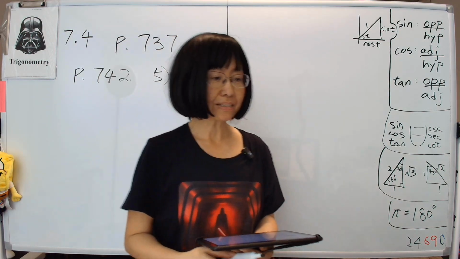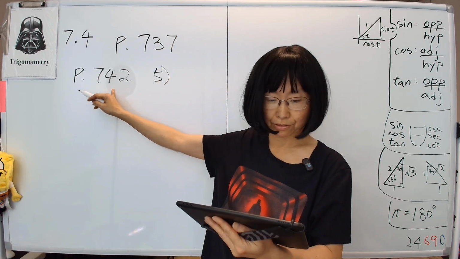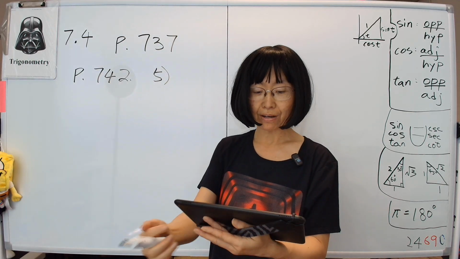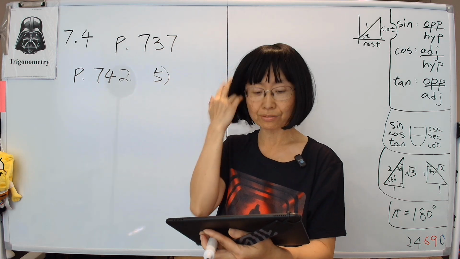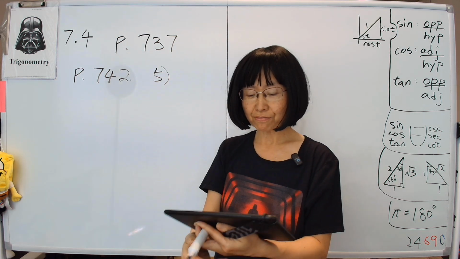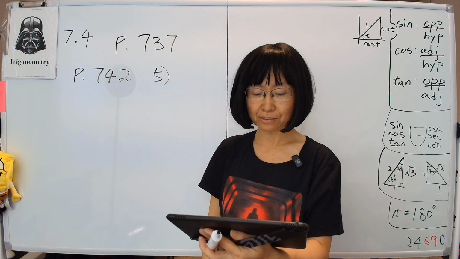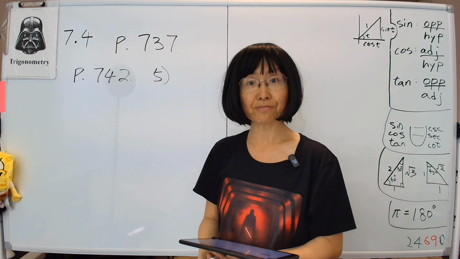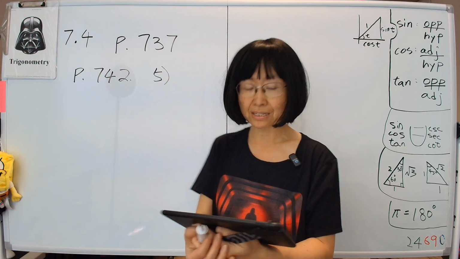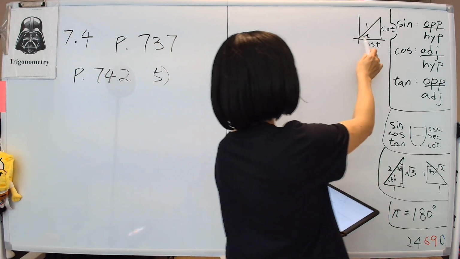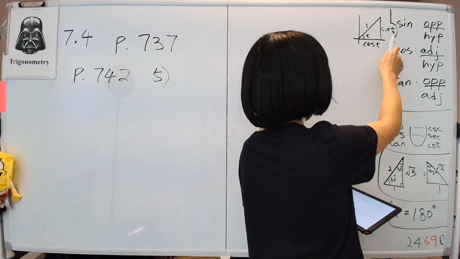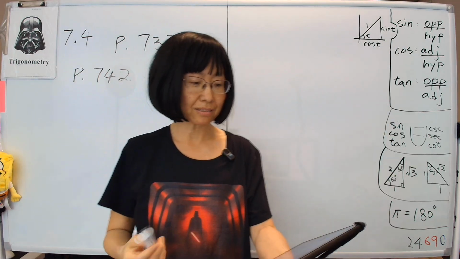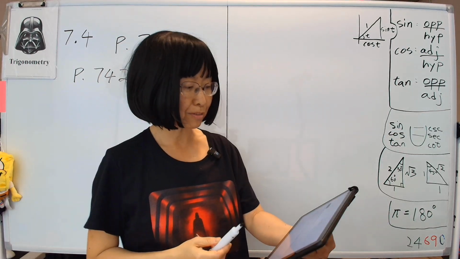All right, so let's look at page 742, example 5, part A. We are given that sine 45 is square root of 2 over 2, and cosine 45 is square root of 2 over 2. Notice they're the same value. And what do they want? They want you to calculate tangent of 45 degrees. Now, we know that tangent is equal to sine over cosine. So tangent is just the sine over cosine, and this happens to be the same thing.